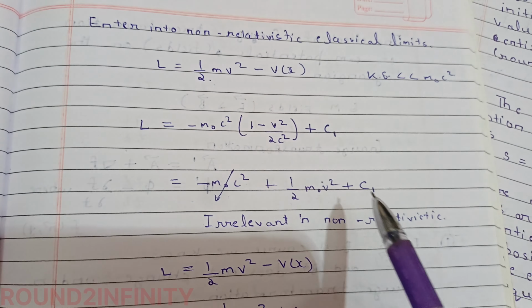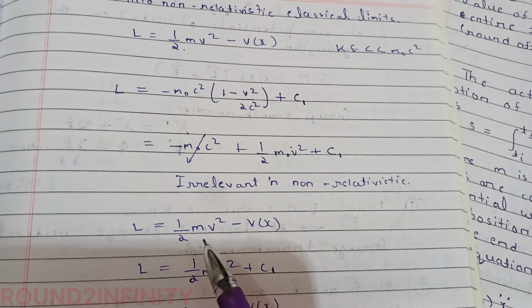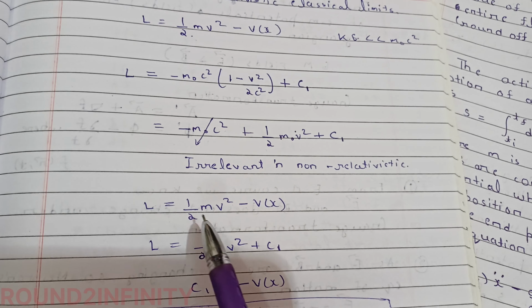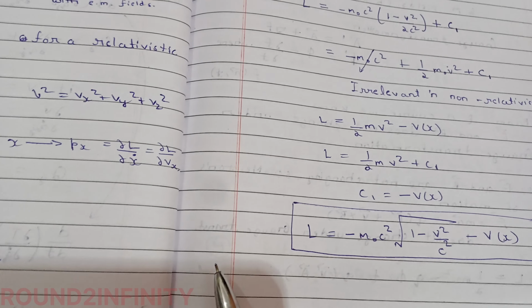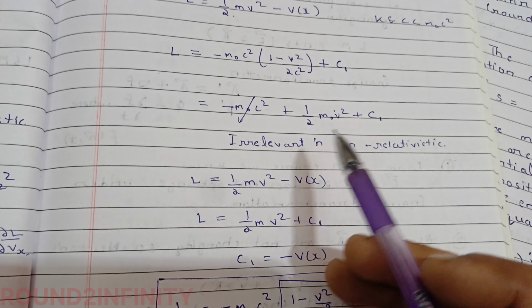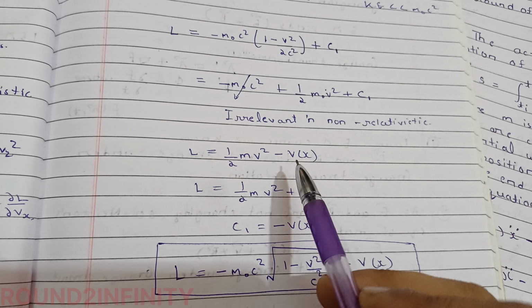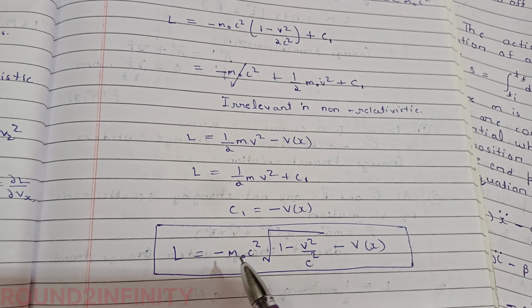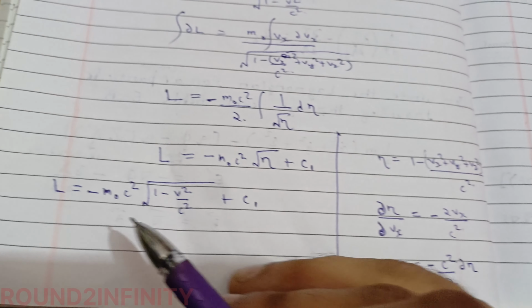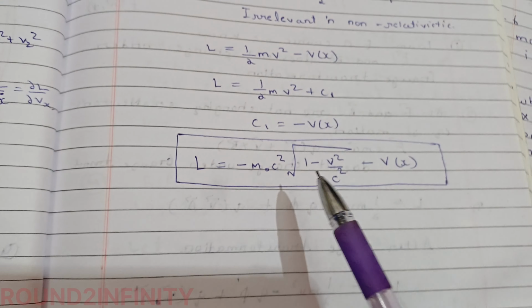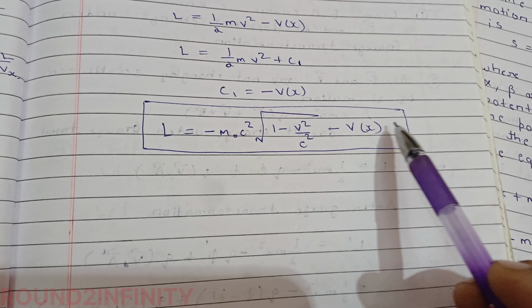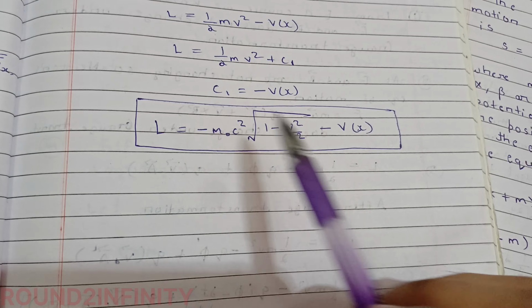From here you can compare: c1 is nothing but minus V x. So L equals half mv square minus V x. In place of c1 we will write minus V x, and you will get your expression. This was in the non-relativistic regime, but now we have this expression for L. In place of c1 we write just minus V x. So this is your Lagrangian in the relativistic case.